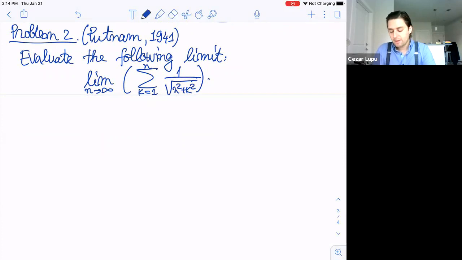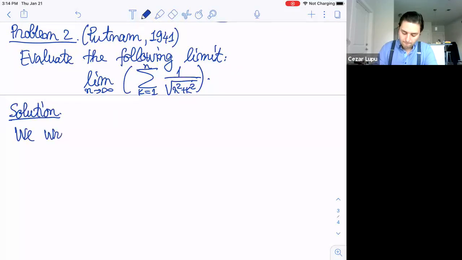Well, indeed, maybe we can make this look like a Riemann sum again. So we will write this as this sum here.